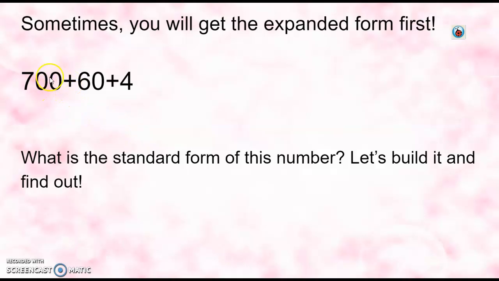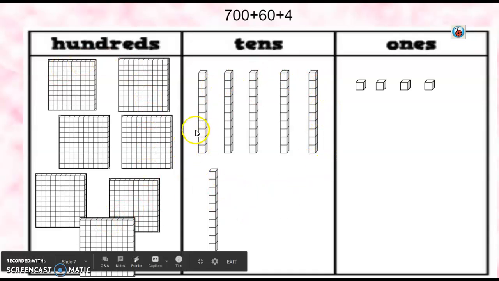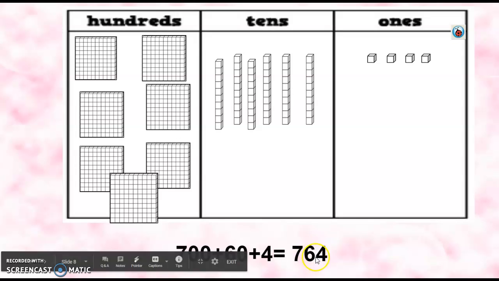Sometimes, though, you will see expanded first. They might ask you, what is this number? What's the value of this number? And it's going to say, what is it in standard form? Well, let's build it and find out. So I know there's 7 hundreds, 60 tens, 10, 20, 30, 40, 50, 60, and then 4 ones. So if you put it together, you get the number 764. Base 10, expanded, and standard.